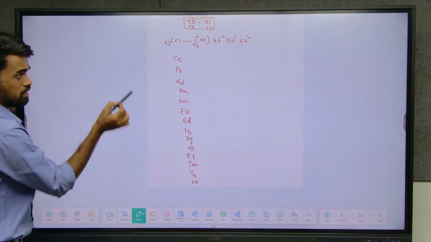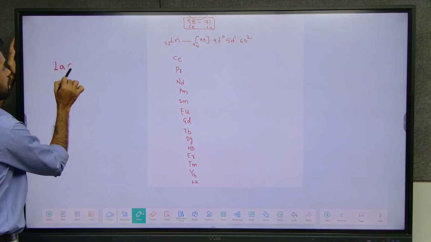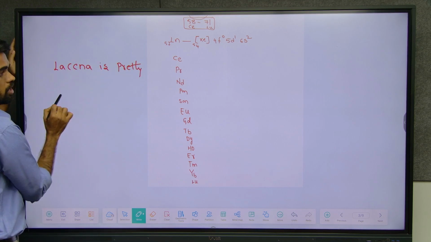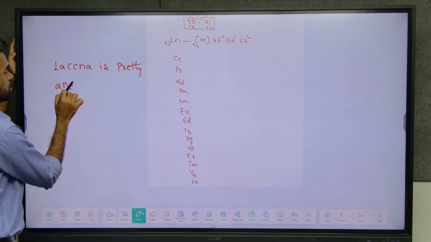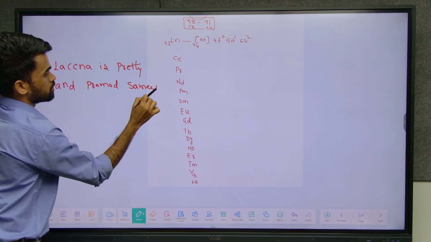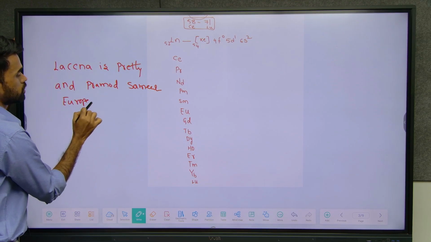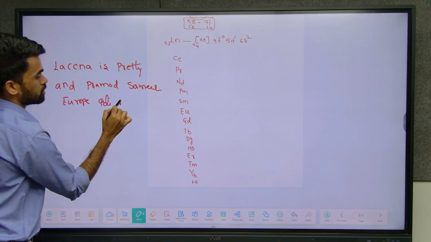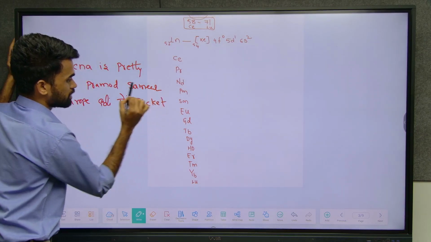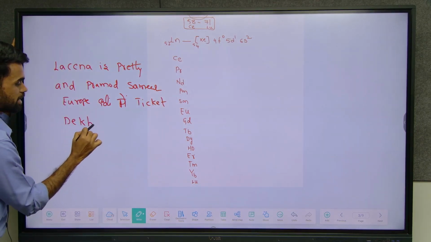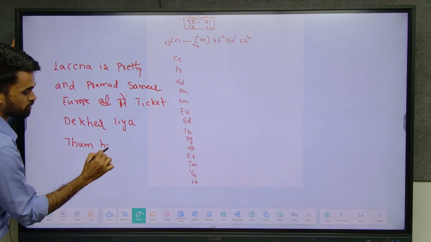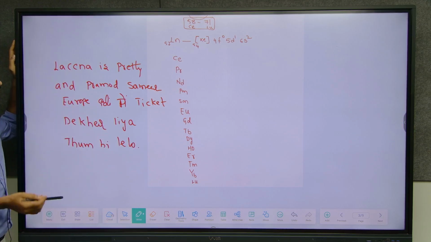So I told you now that word, what is it? Lacina is pretty and Pramod, Samir, Europe, गाड़ी में, like गाड़ी में, ticket, देखकर, लिया, तुम भी ले लो. Okay, you can remember with this.